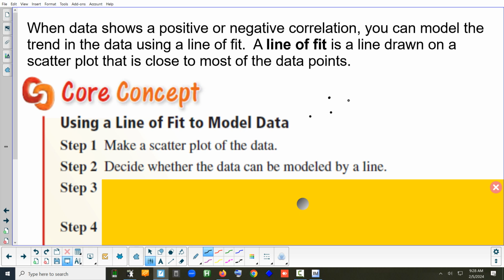So if your points looked something like this, do you think you could draw a line through those points? Maybe. Not through all of them, but do you think most of them follow a pattern? Yeah, they go kind of up and to the right. So if I was going to put a line, I would go like that. Now, if I had points like this, does it look like those dots have a pattern? No, not really. So in step two, I would say no, I can't even model that data with a line.